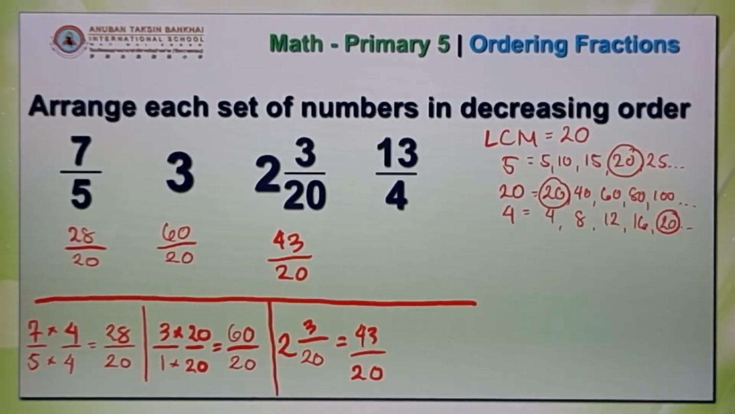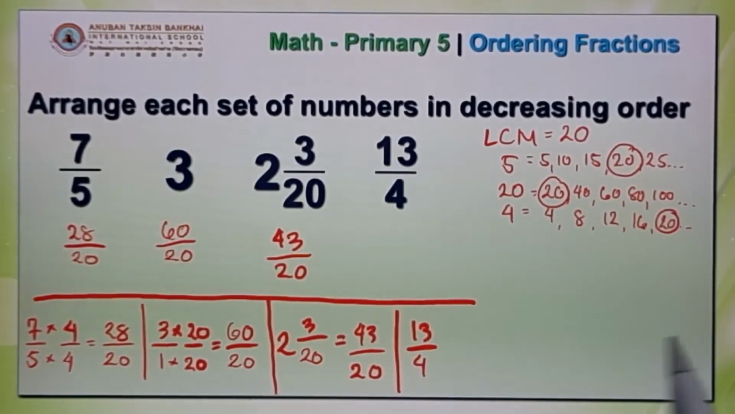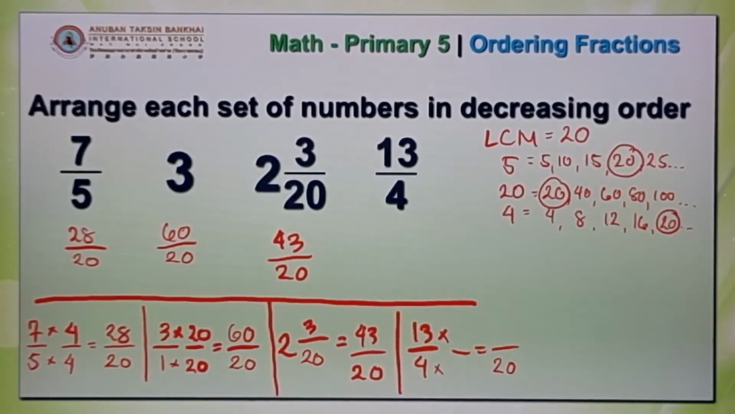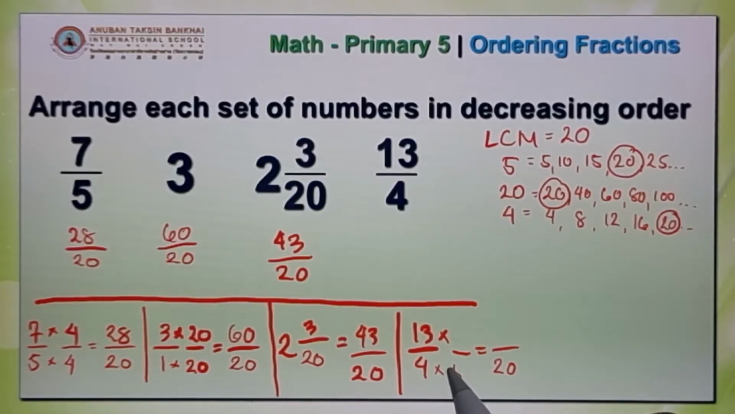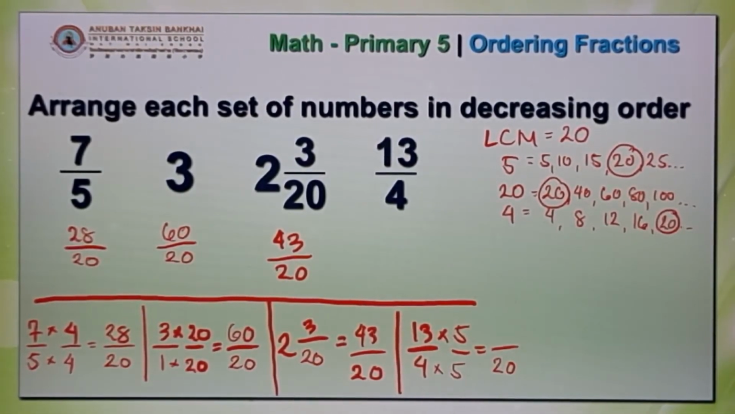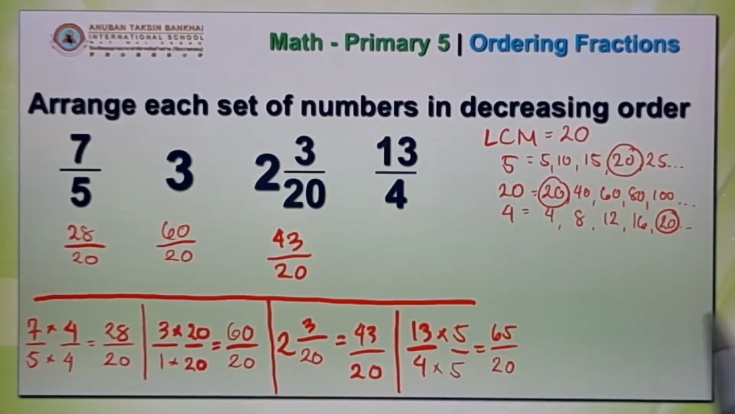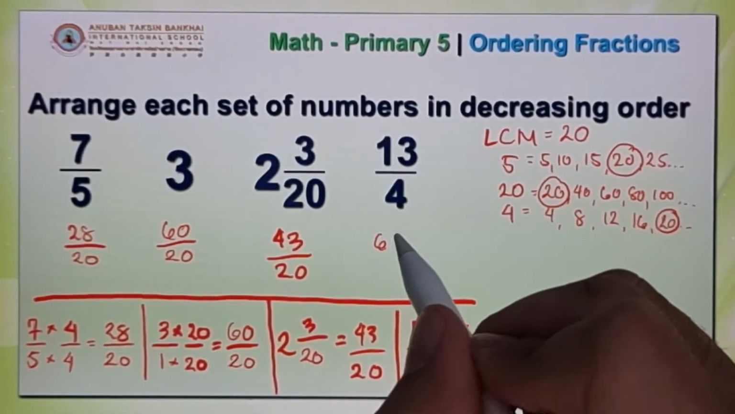Okay, next, the last one, we have 13 over 4. So what number are we going to multiply to make the denominator 20? So 4 times, yes, 4 times 5. So 4 times 5, we have 20. So we multiply this also by 5. 13 times 5, what's the answer? Okay, very good. We have 65, and that would be 65 over 20.